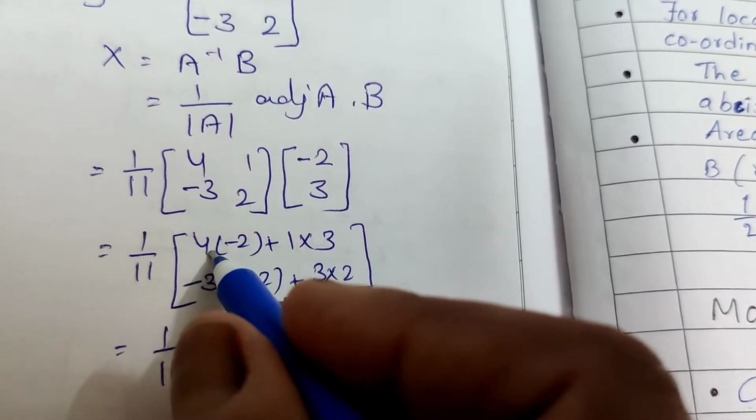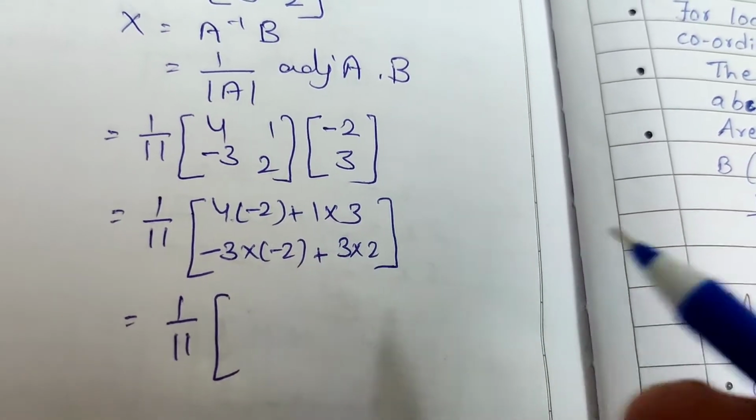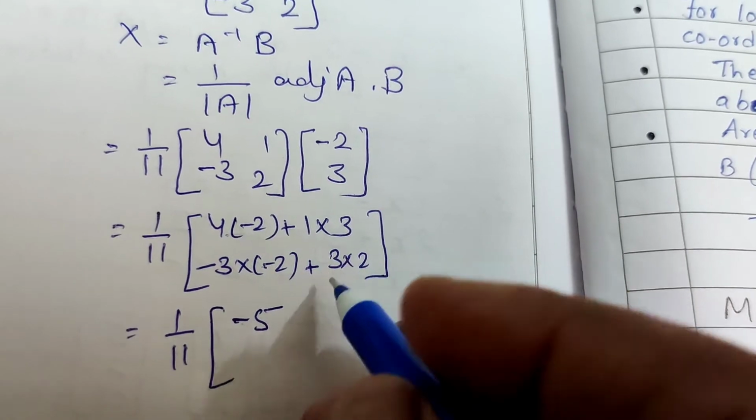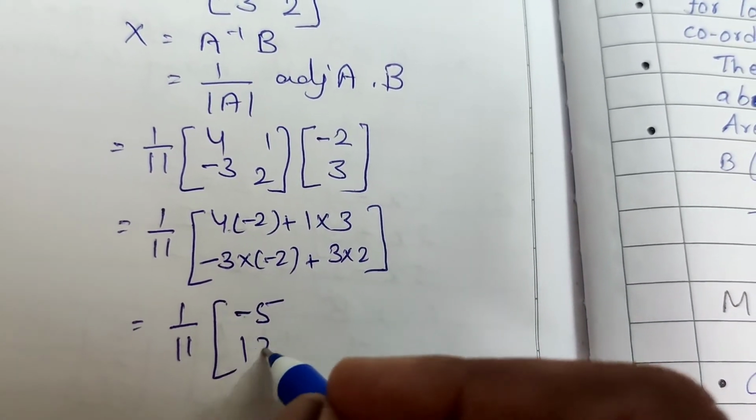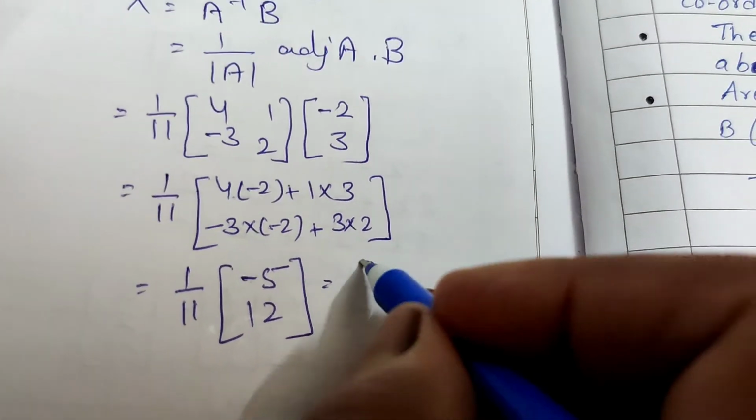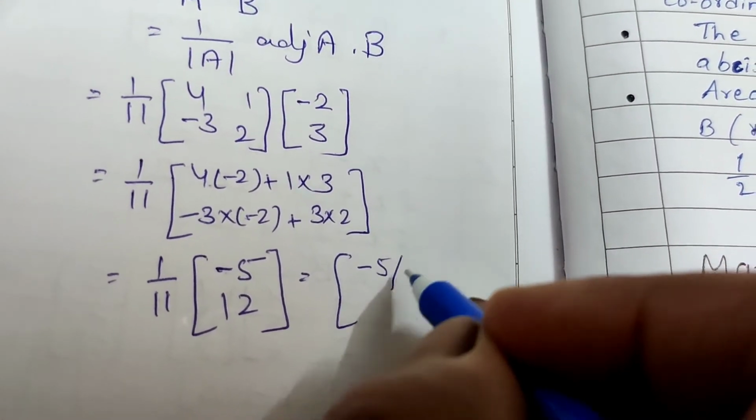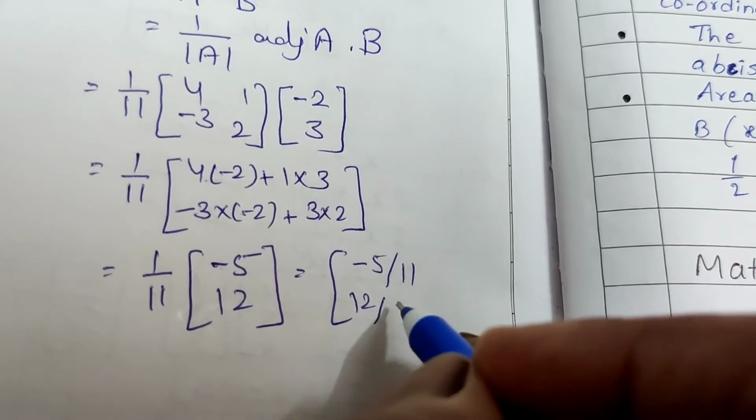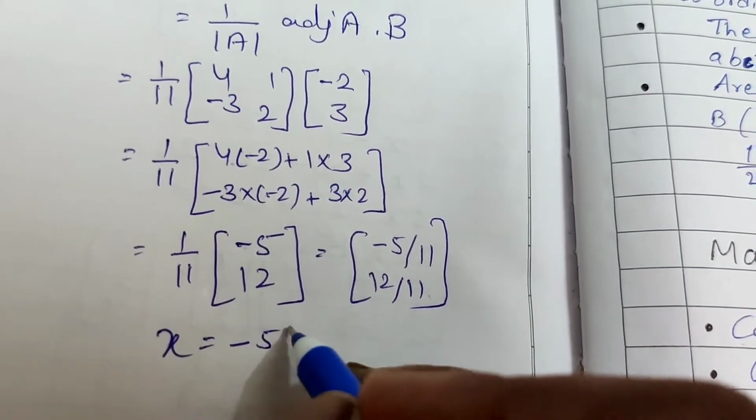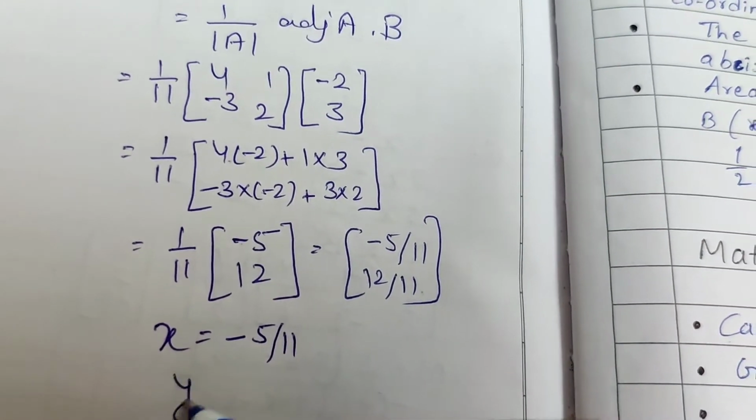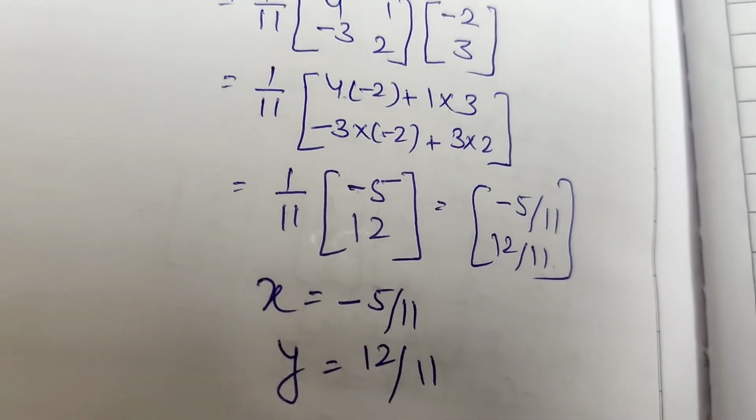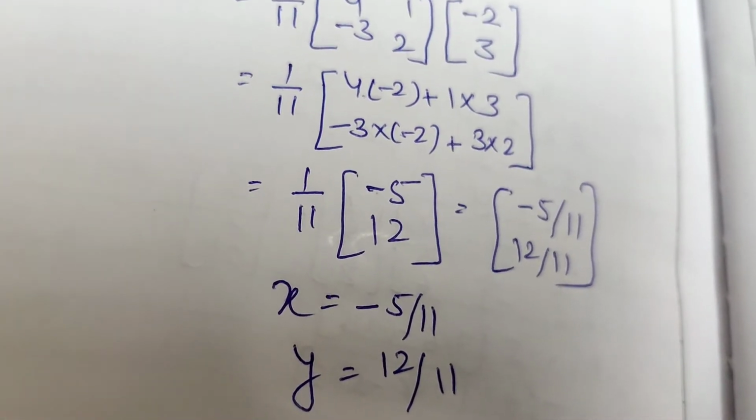Solve. Minus 8 plus 3 is minus 5, and 6 plus 6 is 12. Now divide by 11. It is minus 5 by 11 and 12 by 11. Now x equal to minus 5 by 11 and y equal to 12 by 11. This is the solution of the given equation.